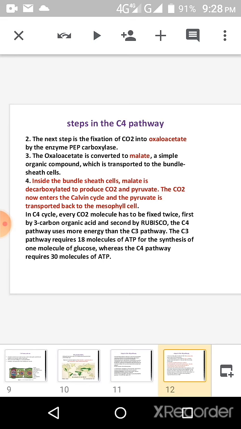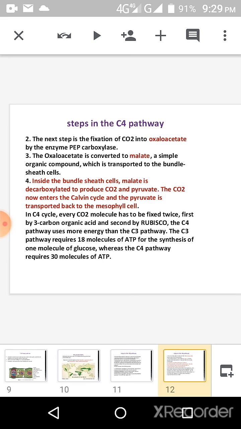The carbon dioxide, which was captured by PEP carboxylase, is now released in the bundle sheath cells to produce carbon dioxide and pyruvate. The carbon dioxide now enters the Calvin cycle, which is running in the bundle sheath cells, and the pyruvate is transported back to the mesophyll cell. In the C4 cycle, every carbon dioxide molecule has to be fixed twice: first by a 3-carbon organic acid, which is the pyruvic acid, and second by Rubisco.